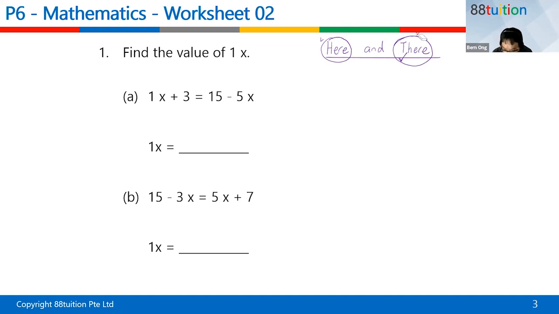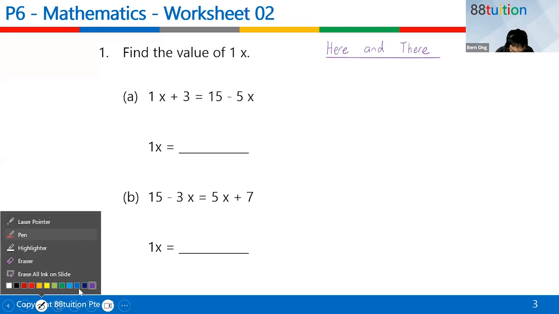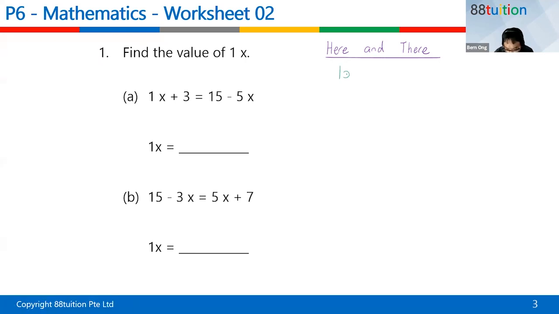So what happens is you are supposed to move the numbers left or right. You are supposed to gather all the similar things together at one side. What do I mean? Check this out. This question is given as 1x plus 3 is equal to 15 minus 5x.